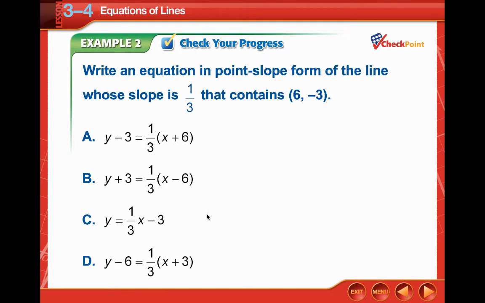There you go. Check your progress. Write an equation in point slope form of the line whose slope is 1/3 that contains (6, -3). Why don't I stop speaking for about 5 to 10 seconds? You guys try and solve this one on your own.